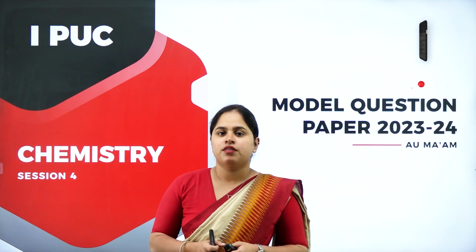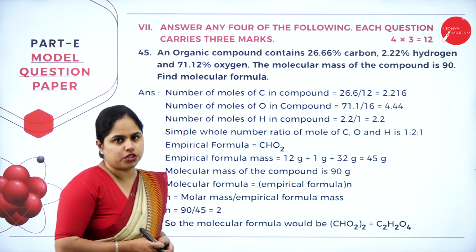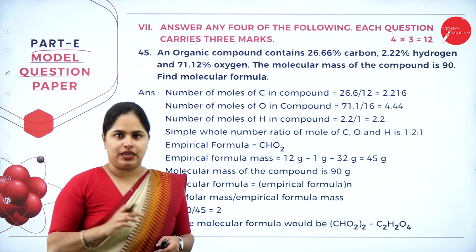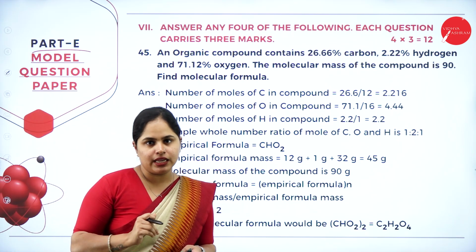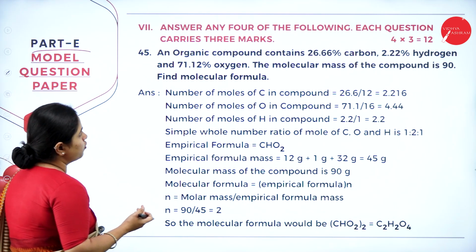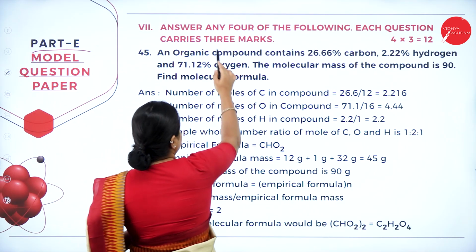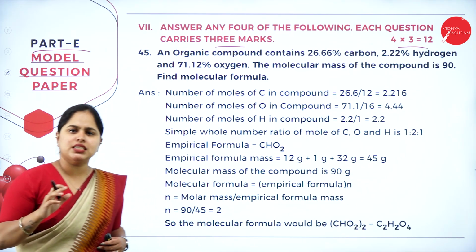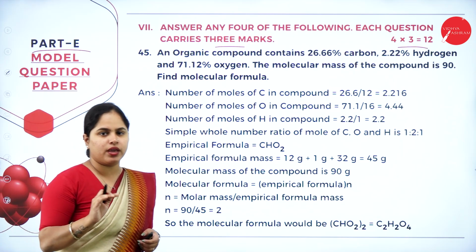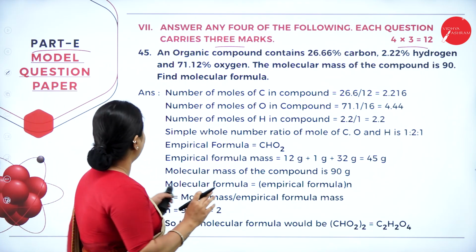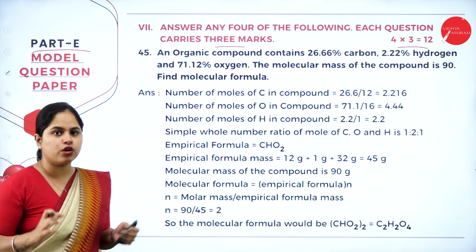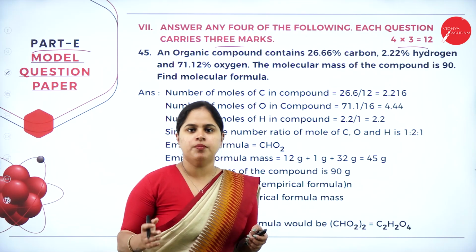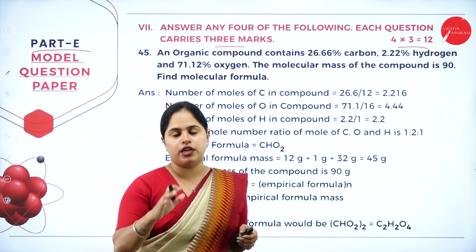So in today's session, we are going to discuss the last part of the question paper, that is part E, just for the numericals, right? Each of these numericals will carry 3 marks. Answer any 4 of the following, each question carries 3 marks. So 4 into 3, you will get 12 marks from this section. You have to attend any 4 out of these questions. As I said, part E is exclusively for numericals. You won't find numericals in any other part, from A to D. Part E is only for numericals.